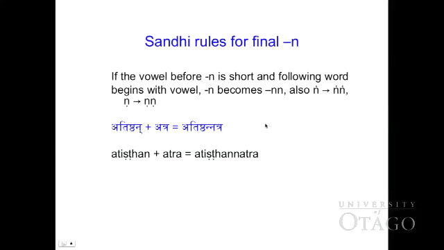If the vowel before N is short and the following word begins with a vowel, so N become double N, and also N above dot to ng, and N under dot become N dot, such as Atistan, an. A is short vowel, so following with A, vowel, atra, so become Atistanatra. This is rule number 6.